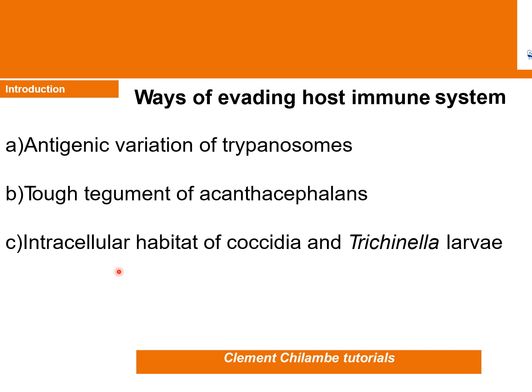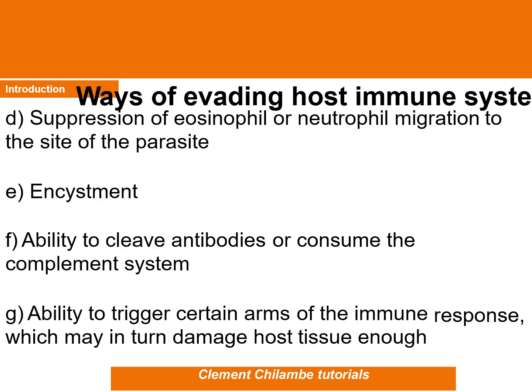Because as far as the host immune response will try to eliminate, it finds that it is its own cell. So how can you kill yourself? That is only allowed when you talk of autoimmune diseases, but this is not autoimmune. We're talking about parasitism. Yes, so suppression of eosinophil or neutrophil migration to the site of the parasite.